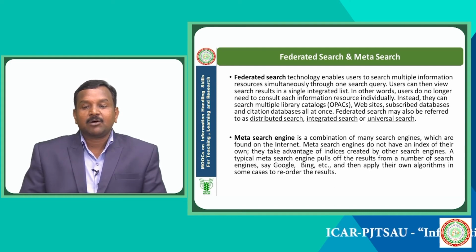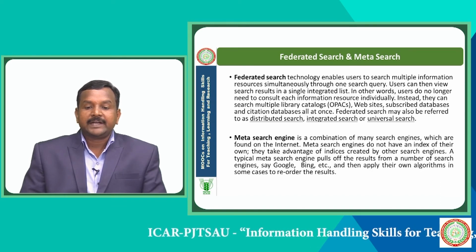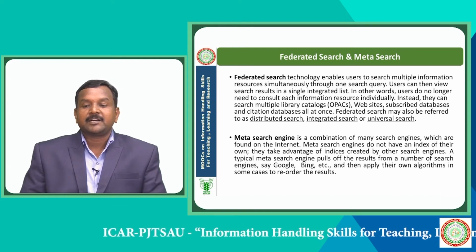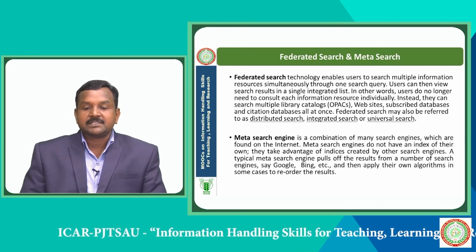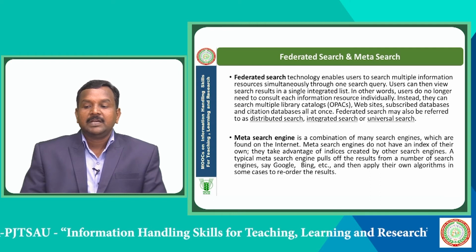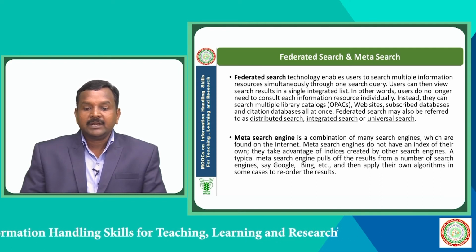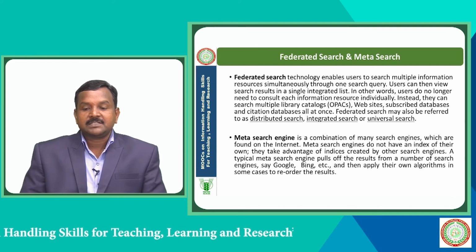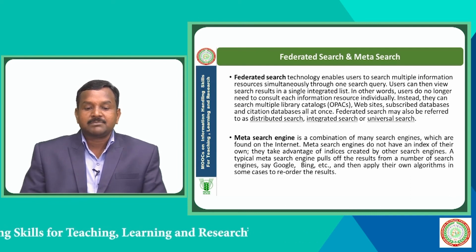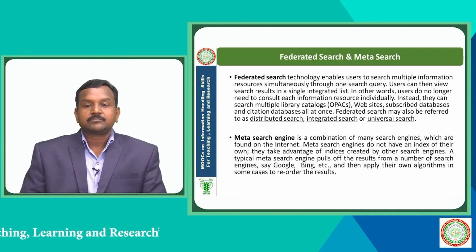A meta search engine is a combination of many search engines found on the internet. Meta search engines do not have an index of their own. They take advantage of indices created by other search engines. A typical meta search engine pulls the results from a number of search engines, say Google, Yahoo, Bing and many others, and then in some cases applies its own algorithms to reorder the results.